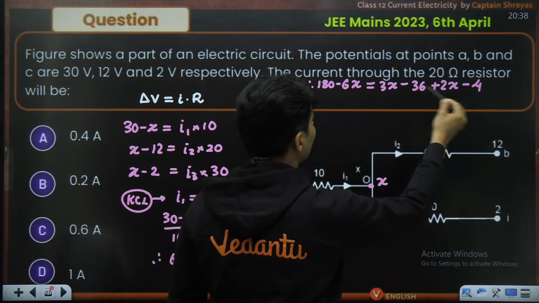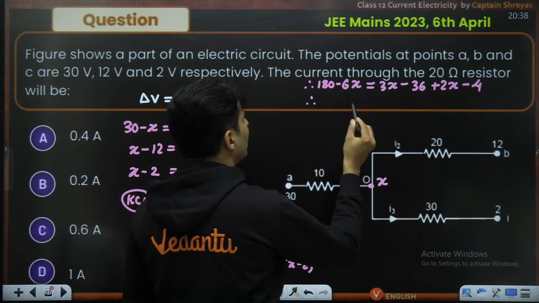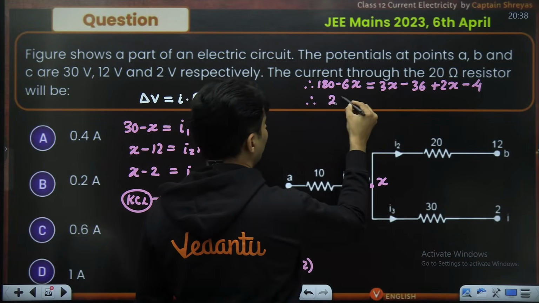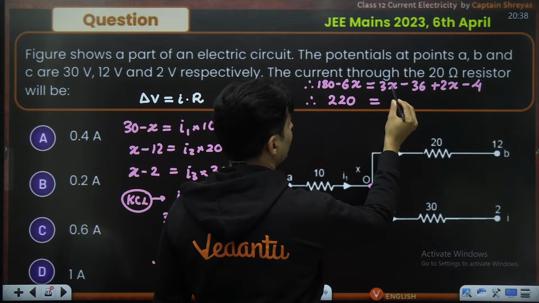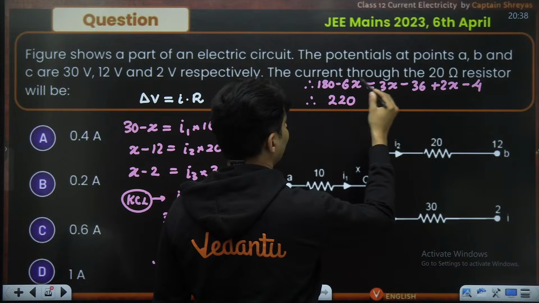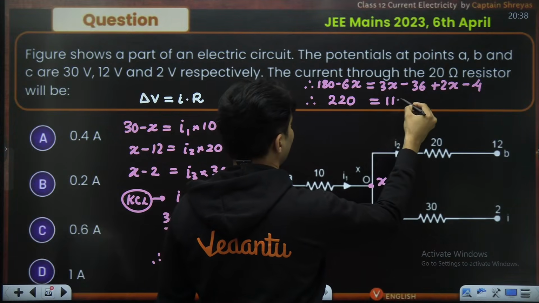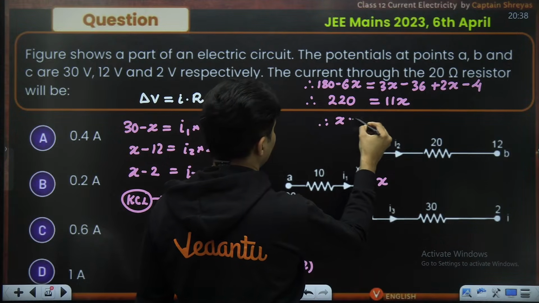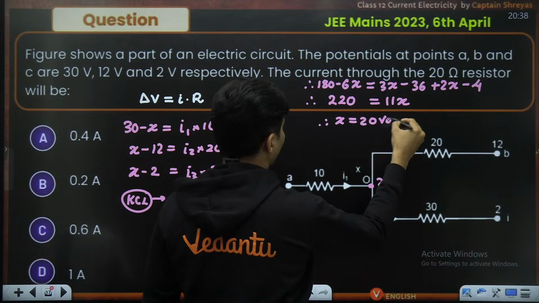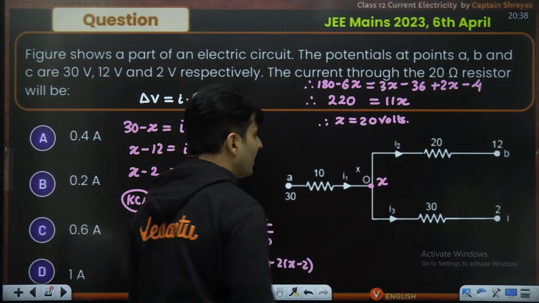Minus 36 minus 4 is minus 40. Minus 40 goes on this side. It will become 220 is equal to 3x plus 2x is 5x. 5x plus 6x is 11x. So therefore x is 20 volts. Just check this out. X is 20 volts.